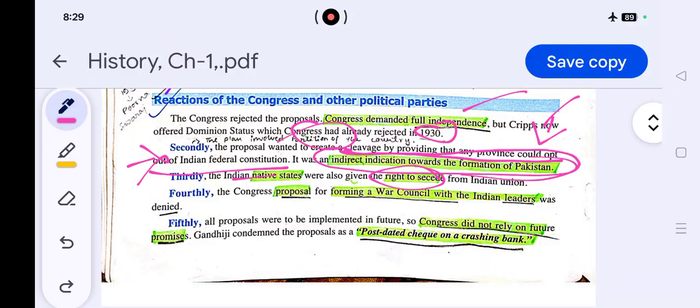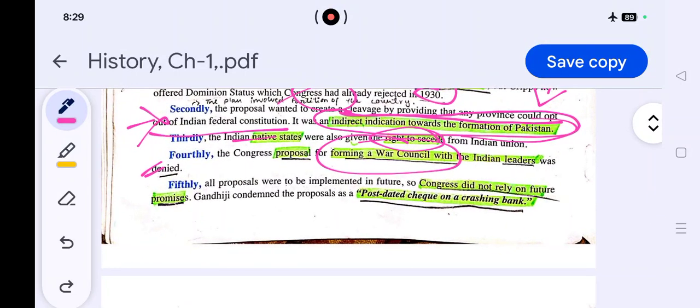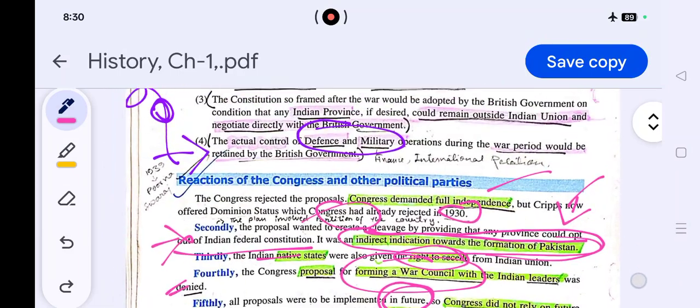Fourthly, the Congress proposal for forming a war council with Indian leaders was denied. Now, there was a mention of a war council earlier, but Indian leaders were not included. It would be the Brits who would be under that. Fifthly, all proposals were to be implemented in future. So Congress did not rely on a future promise. Gandhiji condemned the proposal as a post-dated check on a crashing bank.